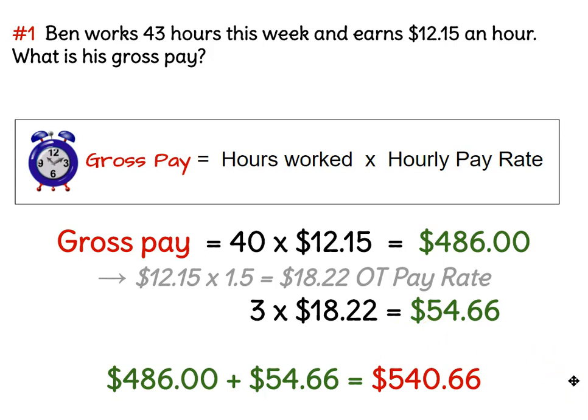So to find his total gross pay, we'll take his regular wage pay of $486 and add his overtime pay of $54.66, and we find that he has earned a total gross pay of $540.66. If you didn't quite get that one, you might want to go back and try it again before moving on.